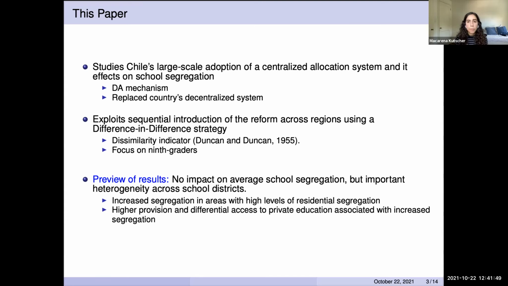So as a quick preview of the results, we do not find a statistically significant impact of the policy on average school segregation. However, we do find considerable heterogeneity across local school districts or municipalities on these two features that I mentioned earlier. So we find that in areas with high levels of existing residential segregation, the reform increased within school segregation. And we also find that a higher provision and differential access to private schools is also associated with an increase in segregation.